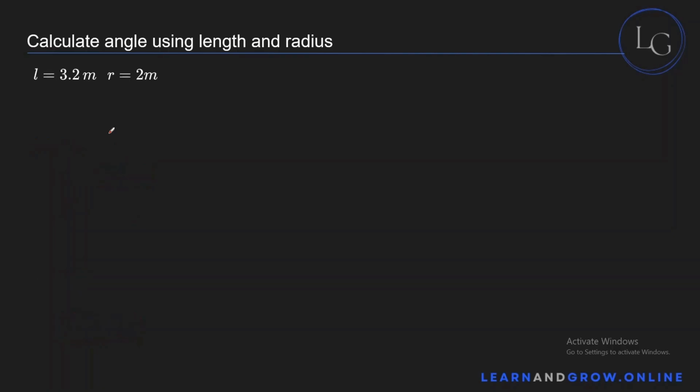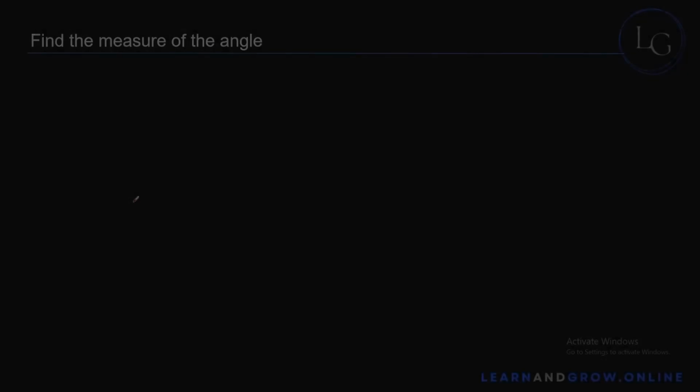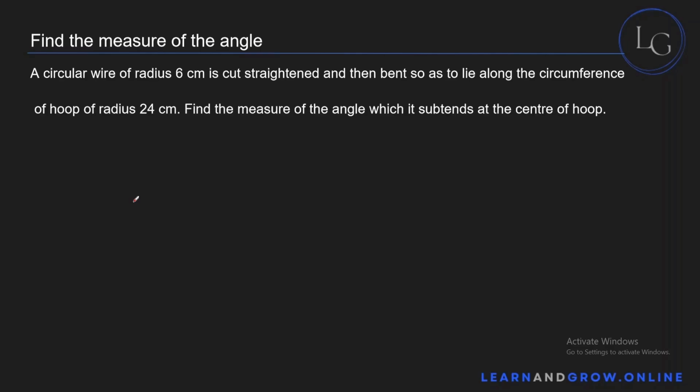Now say that you have a length of 3.2 meters and a radius of 2 meters. So again the same method, 3.2 divided by 2, so you get 1.6 radians as the angle. Now we need to find the measure of the angle. A circular wire of radius 6 centimeters is cut, straightened, and then bent so as to lie along the circumference of a hoop of radius 24 centimeters. Find the measure of the angle which it subtends at the center of the hoop.